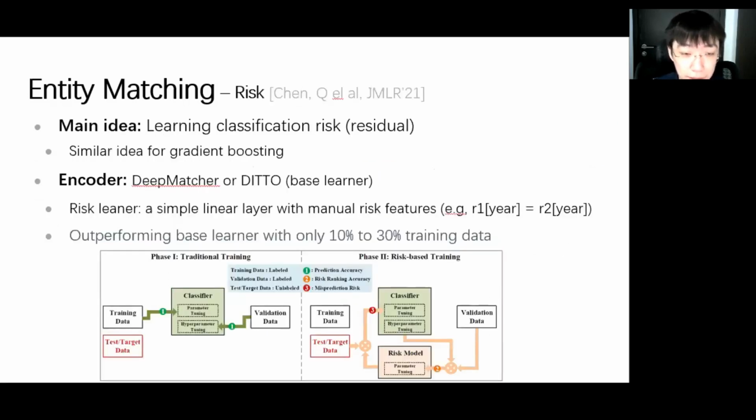Another topic is model ensemble. The model, RISK, first trains a base learner, then uses a linear layer with some risk features to learn the residue between the ground truth and the predictions. They also claim that it can outperform the base learner with only 10% to 30% training data.